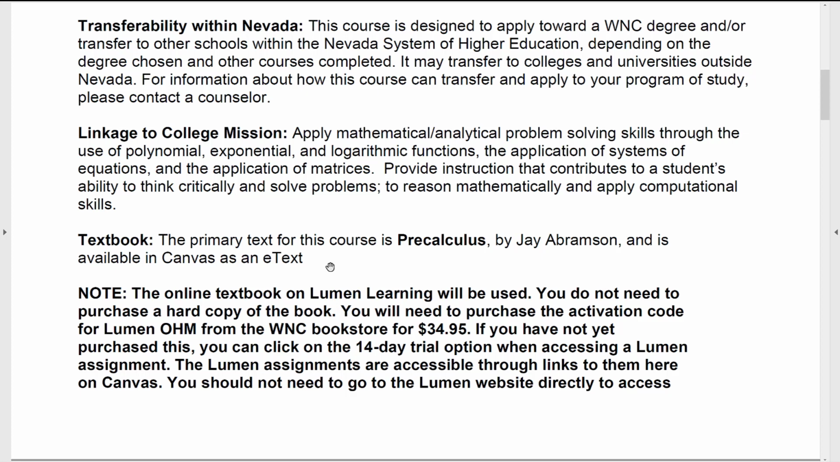So we're going to be using the textbook Pre-Calculus by J. Abramson, and it's in Canvas as an e-text. To access all that, the book and the homework program, we're using Lumen. It's about $35. You can purchase it from the bookstore. You can go online and get it as well. You can get it directly. There's a 14-day free trial you can use in Lumen.